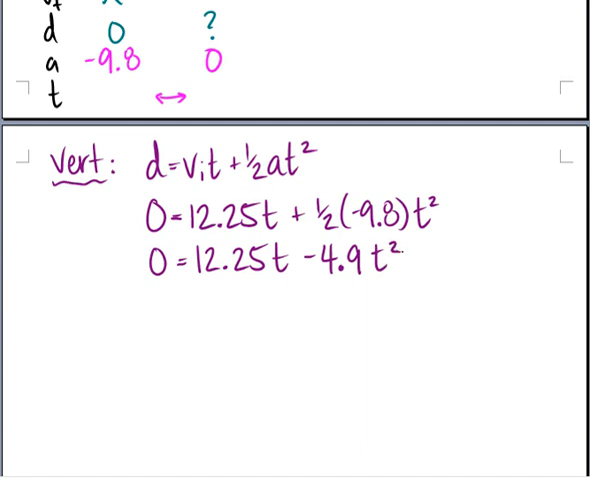If you want, you could totally run this as a quad formula question, where you would have -4.9 as A, 12.25 as B, and you actually don't have a C value. The 0 would be your C. So if you've got quad formula on your graphing calculator, that's a great option. But there is another option here, which is kind of cool.